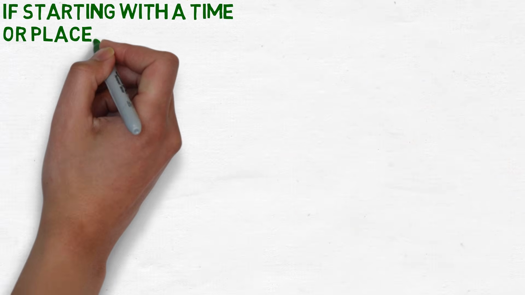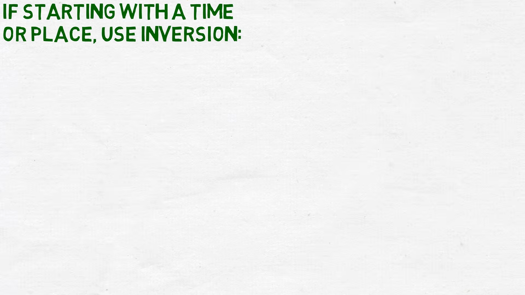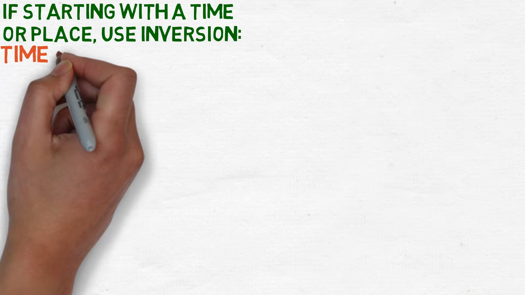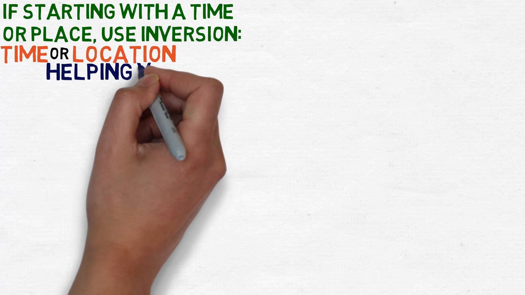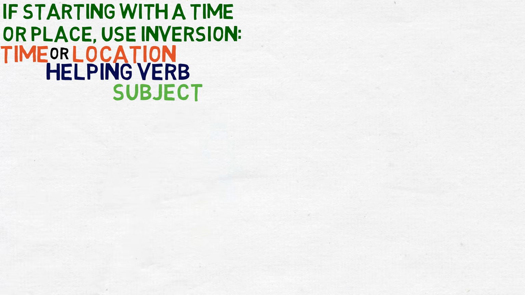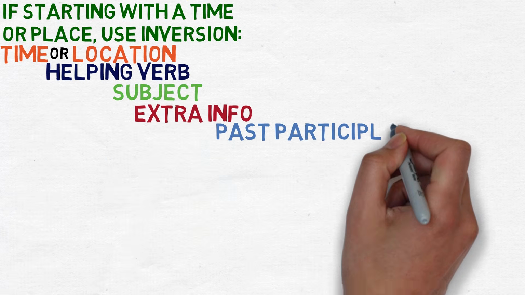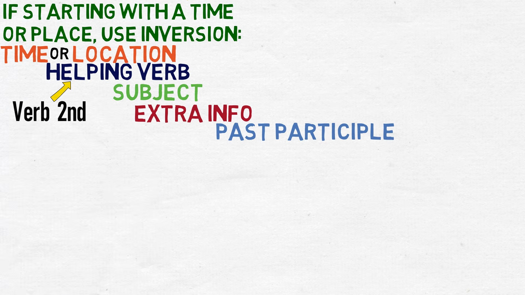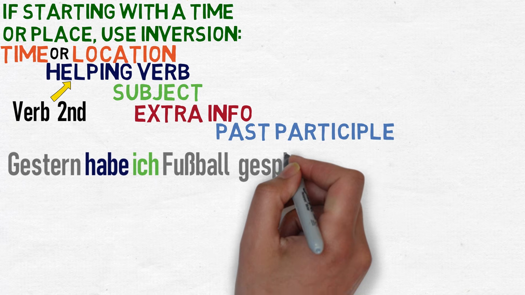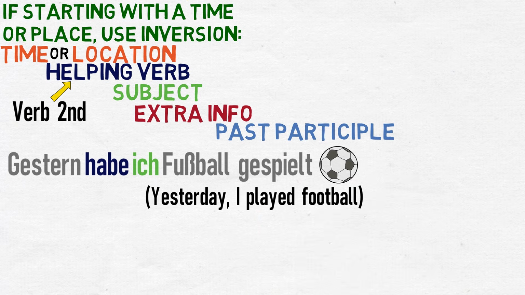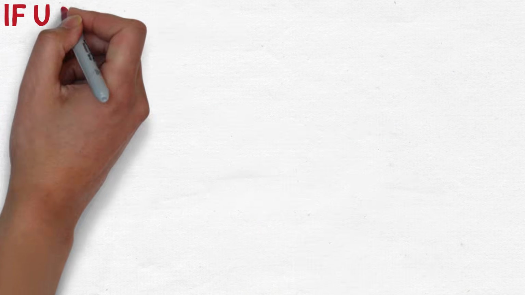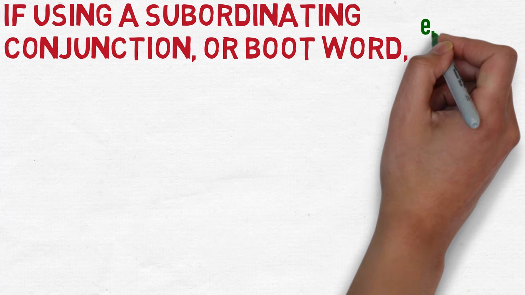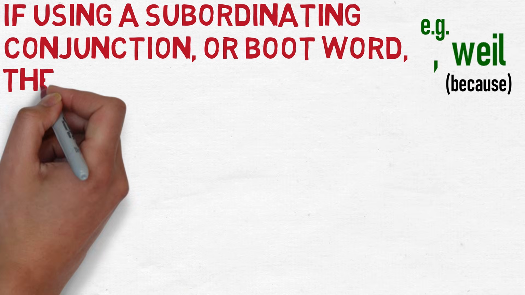Finally, if using a time phrase or a location first in a Shep sentence, we will still use inversion, meaning that the sentence will look like this. Time phrase or location, helping verb, subject, extra information, past participle. This is so that the verb still remains in the second position. For example, gestern habe ich Fußball gespielt. Yesterday, I played football.